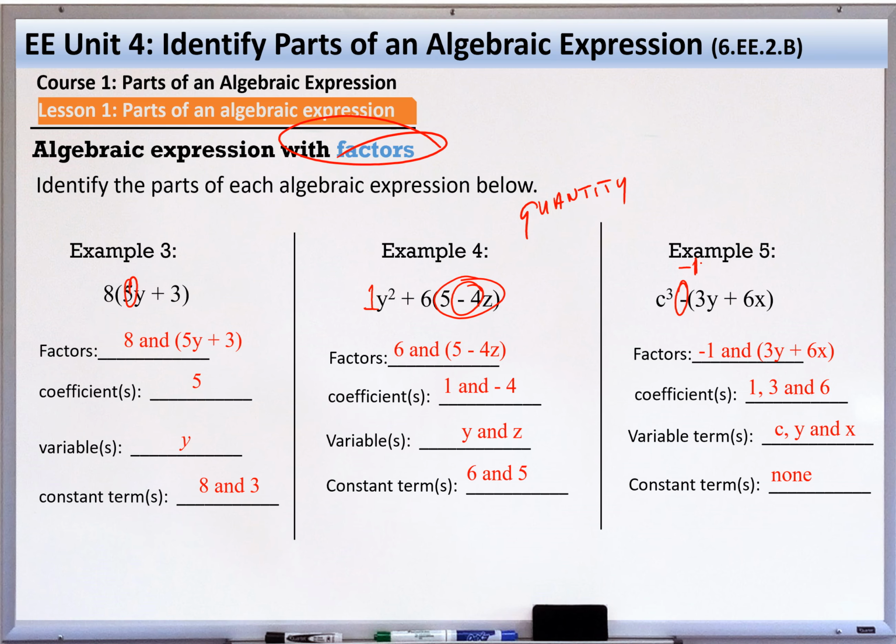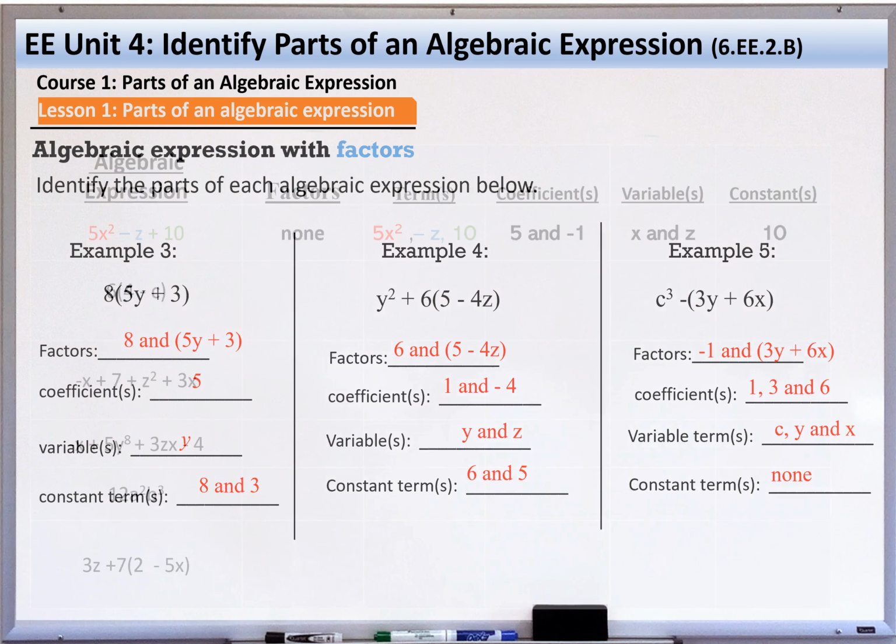My coefficients are 1. My coefficient of my c term is 1. And my coefficient of my y is 3. And my coefficient of my x term is 6. My variables are c, y, and x. And I don't have, that's not true. My constant term would be a negative 1. So even I can make mistakes.